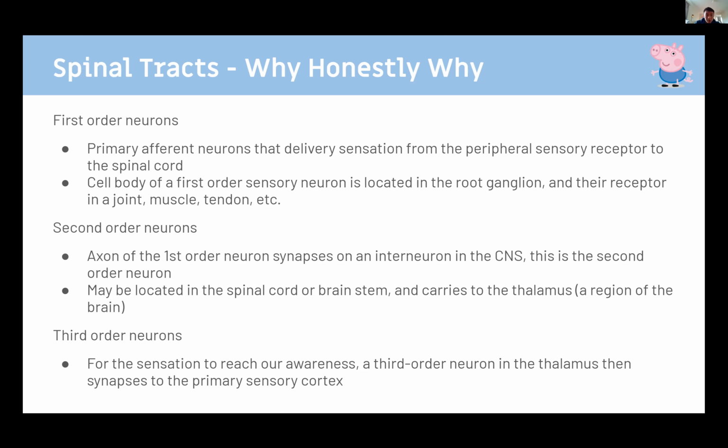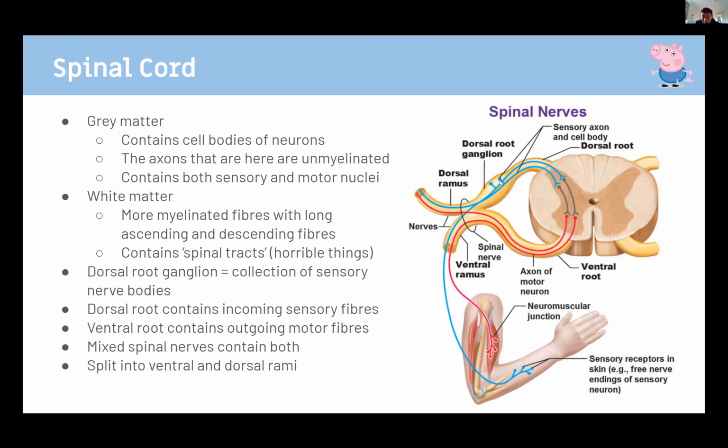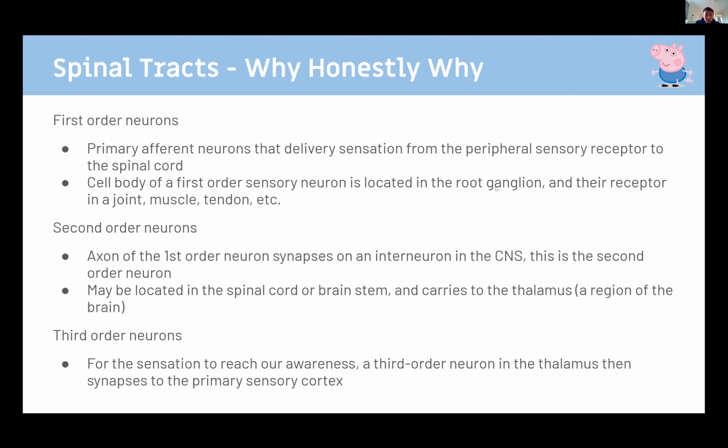The cell body of the first order sensory neuron will be located in the dorsal root ganglion. It's just what we looked at before, the dorsal root ganglion here. And their receptor might be in a joint, a muscle, tendon, etc. It might be in your skin, wherever it is. So the first order neuron's job is to take the sensory signals from your hand to your spinal cord, something like that.